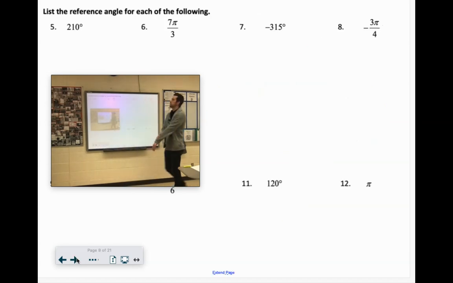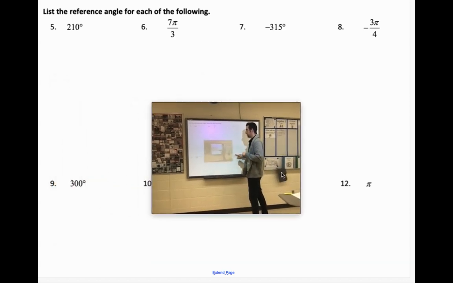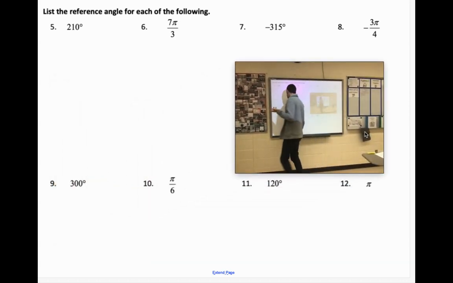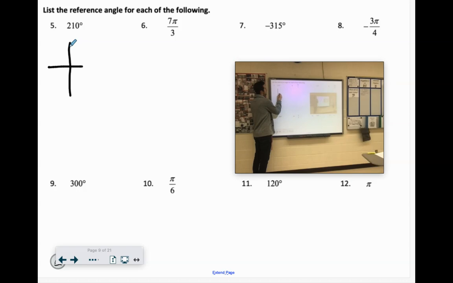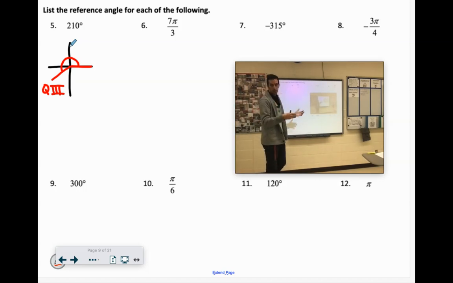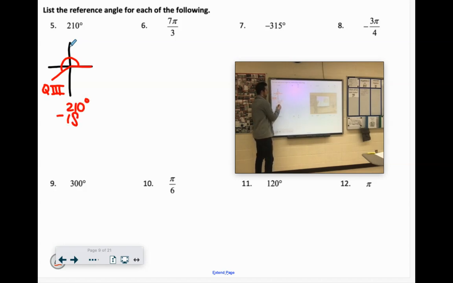All right, list the reference angle for each of the following. I want to do certain ones with you here. All right, we'll start with 5. 210 degrees. Now think of where that would be. You don't need to draw this, but 210 degrees would go beyond 180, but not quite to 270. So it would end up in quadrant 3. And when you're looking for the reference angle in quadrant 3, you do your angle minus 180 degrees. So we can do 210 degrees minus 180 degrees, which leaves us with 30 degrees.